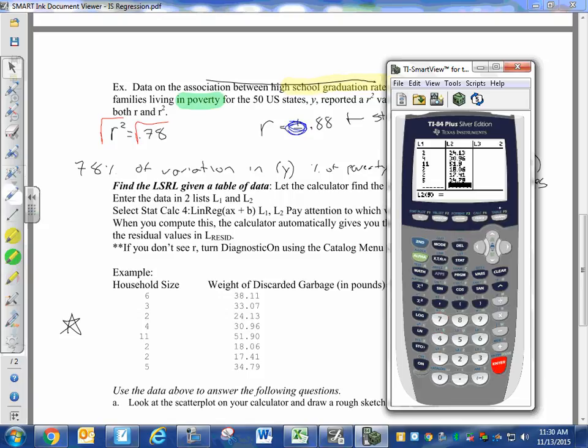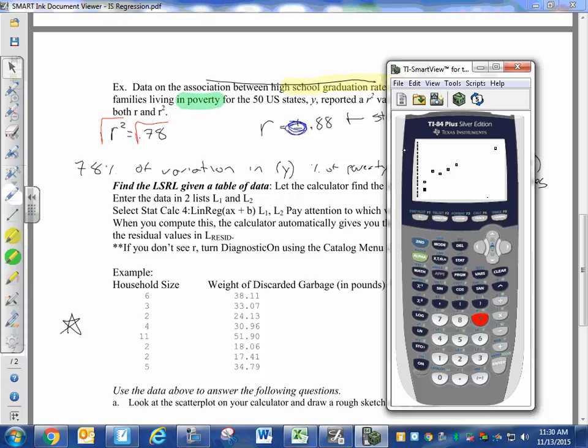Go ahead and graph the scatter plot. You know, it's good to always see it. Then you see it's a strong positive relationship. As there's more members in a household, they're going to produce more garbage.